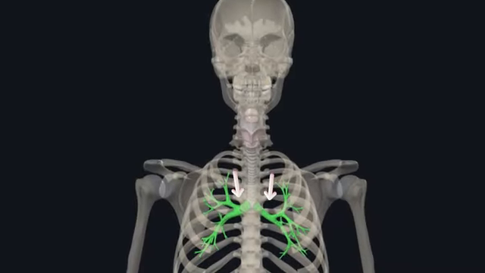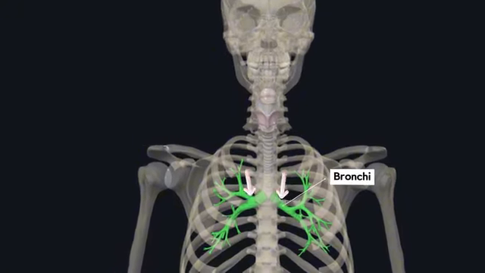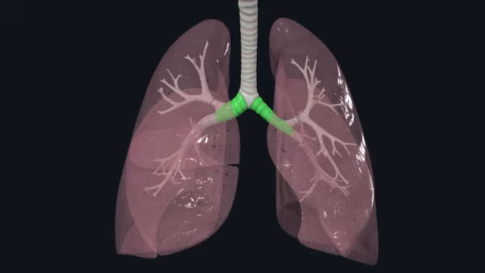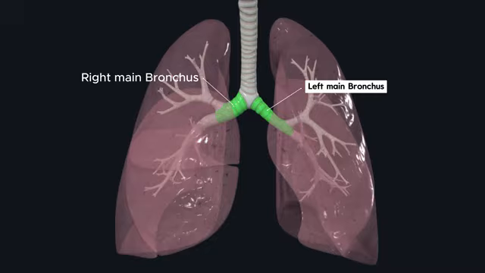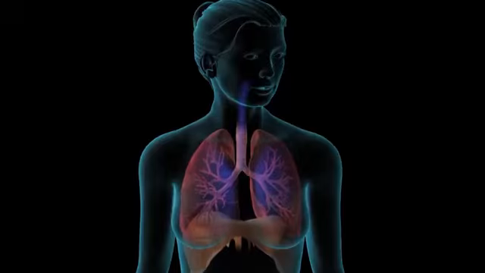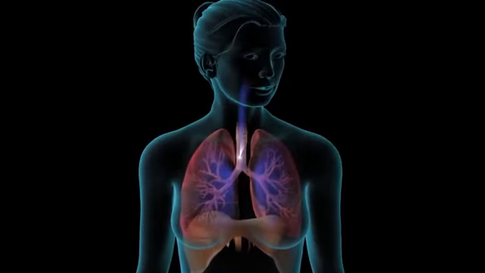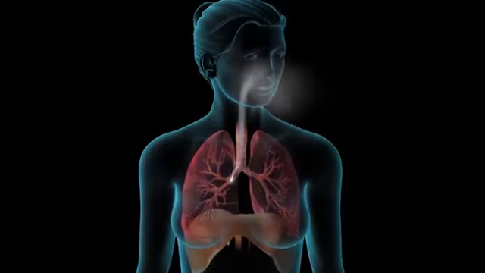Inside the chest, the trachea divides into two branches called bronchi. There are a few important differences between the right main bronchus and the left main bronchus. Right main bronchus, it is more vertical, meaning it goes straight downward. Its angle from the trachea is approximately 25 degrees. It is shorter but wider than the left bronchus. For this reason, if a foreign object accidentally enters the airway, it usually lands in the right bronchus.